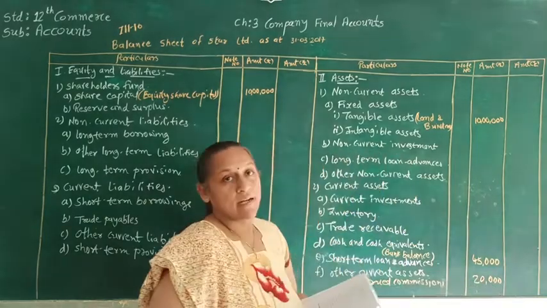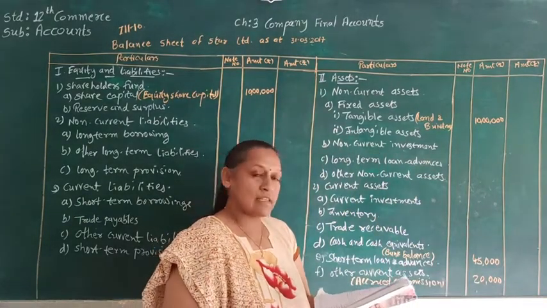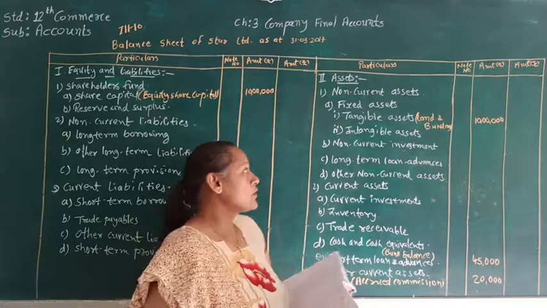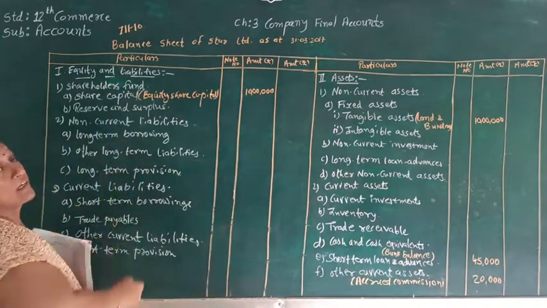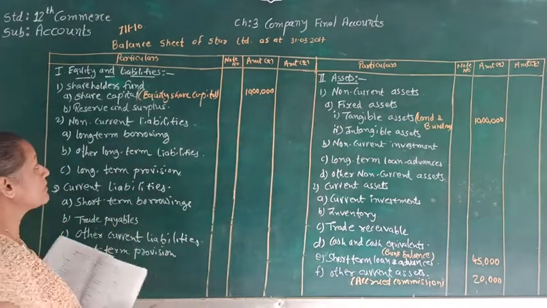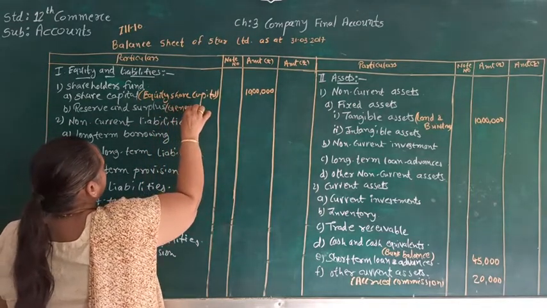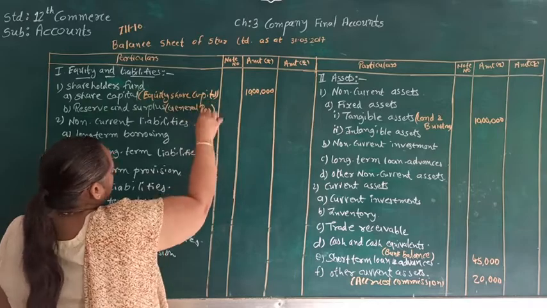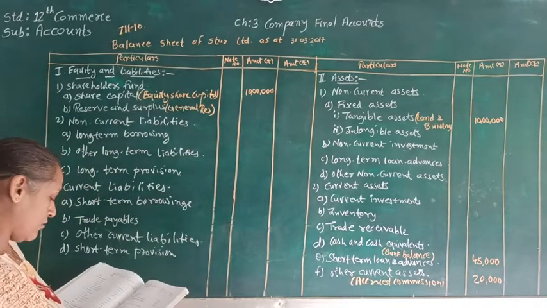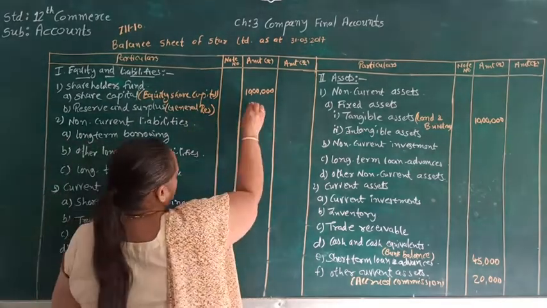And after bank balance, the other balance is general reserve. So general reserve will fall under the head reserve and surplus. So there we will write general reserve, and the amount of general reserve is 20,000.